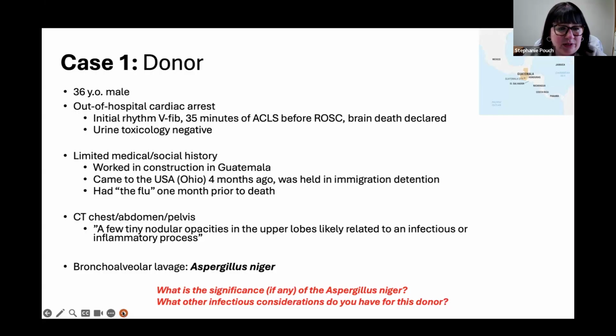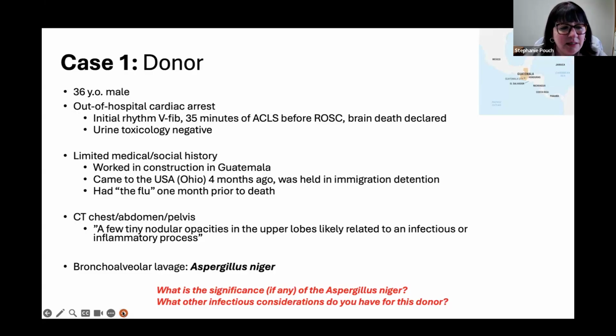And I think the other issue I'm thinking of, knowing that there are opacities, particularly nodular opacities in the upper lobes, makes me think a little bit about what his TB status might be, knowing that he did come from a country that's endemic for TB, and was also held in immigrant detention, presumably in a congregate setting. So these are some of the thoughts that are going through my mind.